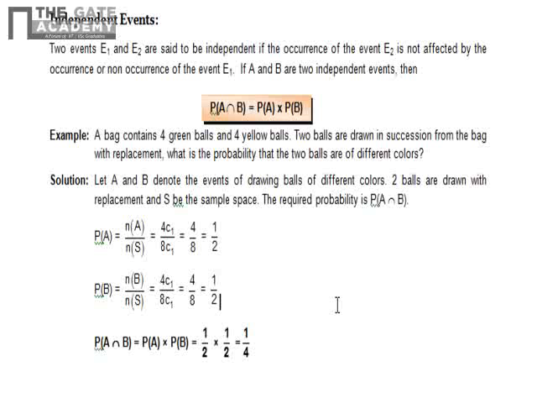A bag contains 4 green balls and 4 yellow balls. Two balls are drawn in succession from the bag with replacement. What is the probability that the two balls are of different color? If A and B denote these events, the probability of A will be 4C1 upon 8C1, and the probability of B will also be 4C1 upon 8C1. So to find the probability of A intersection B, you just have to multiply. Remember here the words from the bag with replacement. If it would have been without replacement, then in the second case the sample space would be 7C1. So just keep these words in mind.